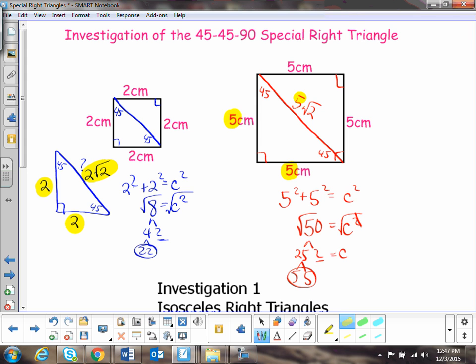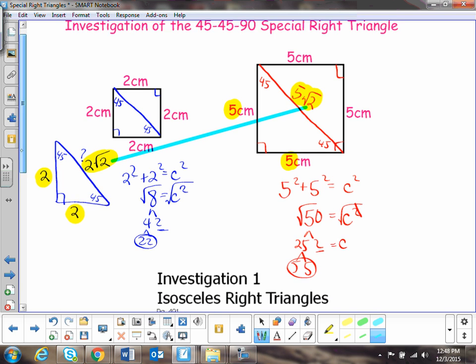5, 5 radical 2. So what happened there? Radical 2 is something that they have in common. Okay? The legs are always congruent. Another name for this is an isosceles right triangle because 2 sides are congruent.